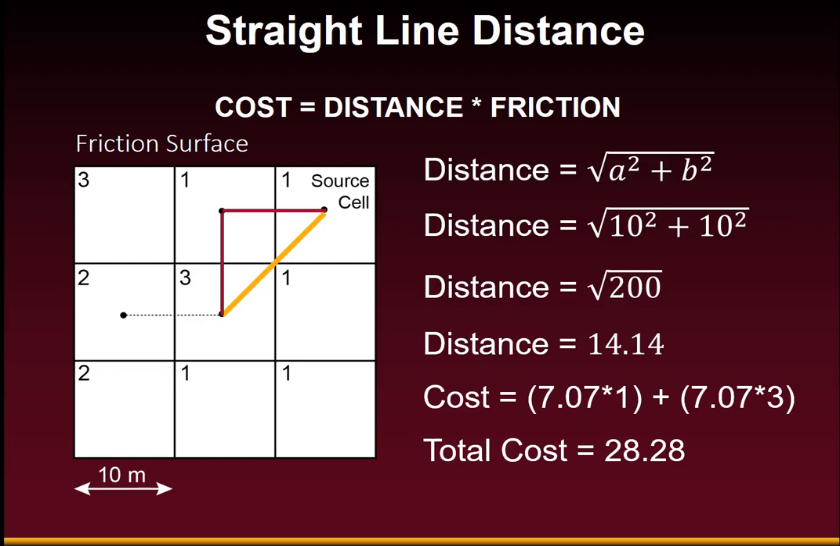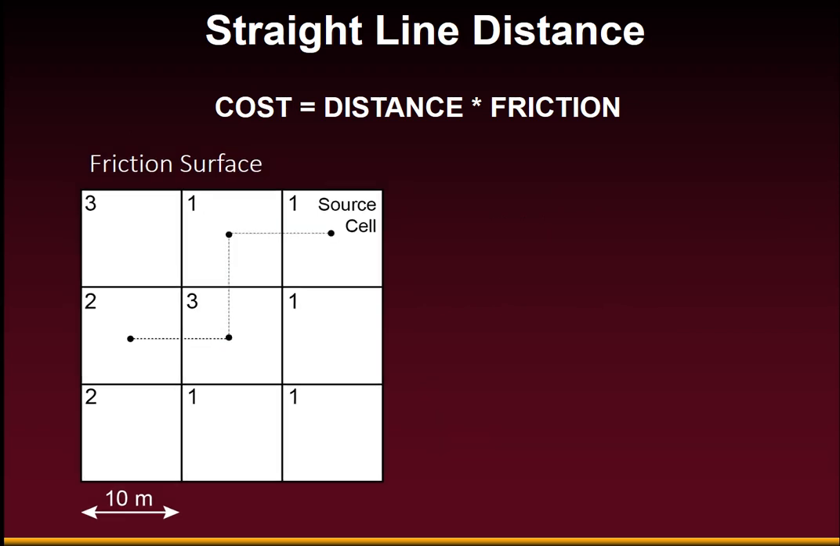Let's try an example that's a little bit more difficult. In this example here, we want to travel from the source cell all the way over to the destination cell with the friction surface of 2. We're going to follow the same procedure where we need to calculate the distance of the gold line using the Pythagorean theorem. But this time, the legs are of different distances. So the first leg up at the top is now 20 meters long because it travels through the full distances of two cells and each cell is 10 meters. The vertical leg is 10 meters.